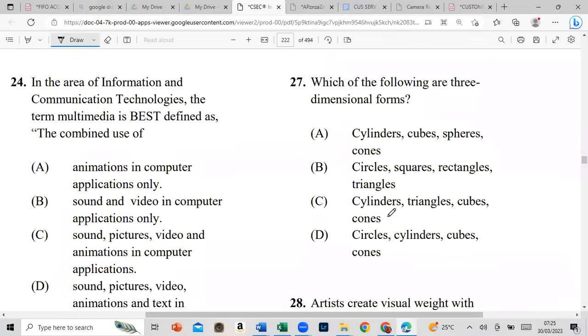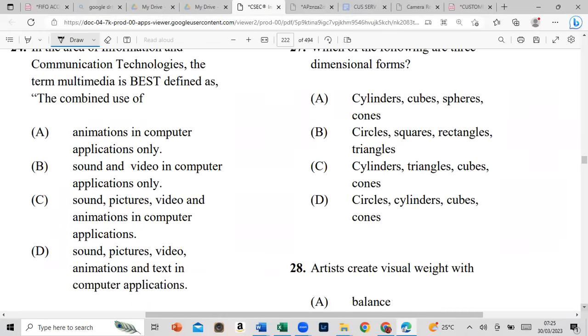In the area of information and communication technologies, the term multimedia is used to define the combined use of A, animations in computer applications only, B, sound and video in communication applications only, C, sound, pictures, videos, and animation in computer applications, D, sound, pictures, video, animation, and text in computer applications.